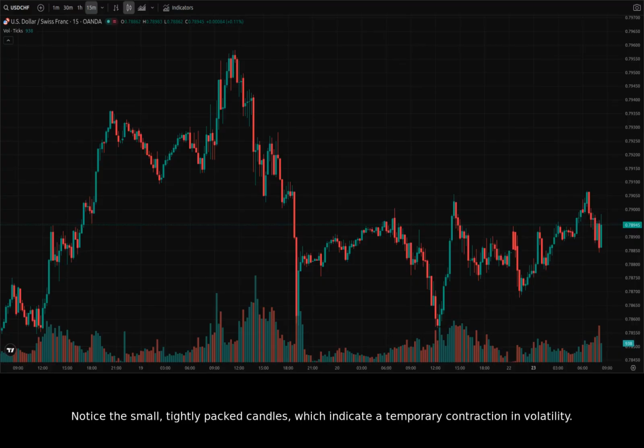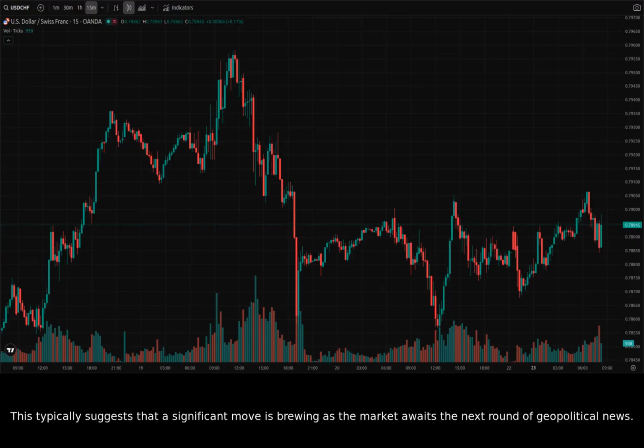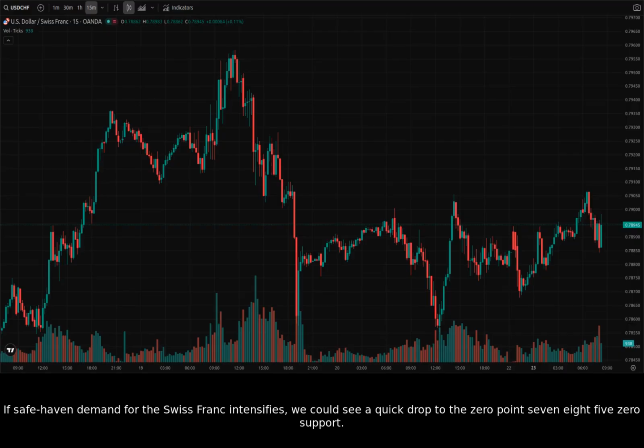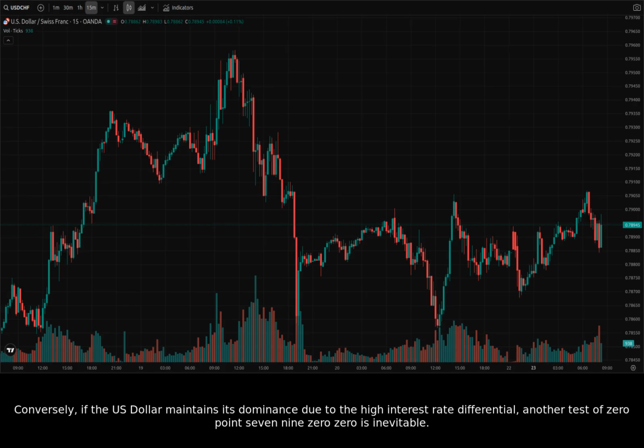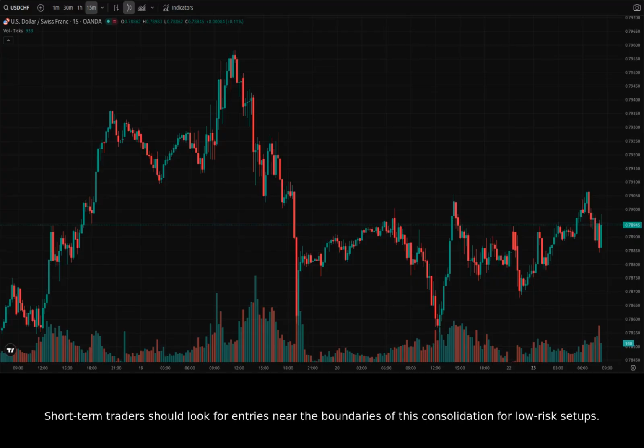Notice the small, tightly packed candles, which indicate a temporary contraction in volatility. This typically suggests that a significant move is brewing as the market awaits the next round of geopolitical news. If safe haven demand for the Swiss franc intensifies, we could see a quick drop to the 0.7850 support. Conversely, if the US dollar maintains its dominance due to the high interest rate differential, another test of 0.7900 is inevitable. Short-term traders should look for entries near the boundaries of this consolidation for low-risk setups.